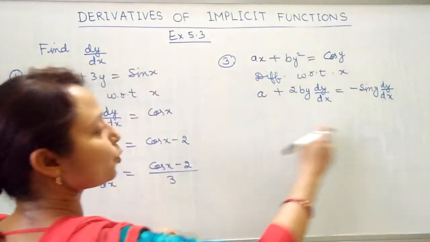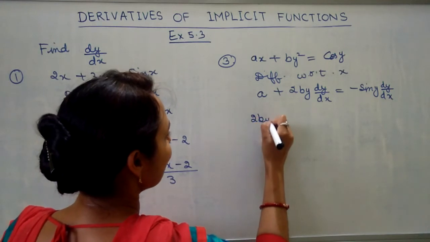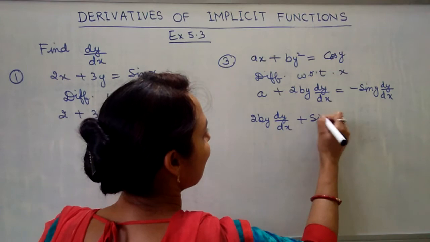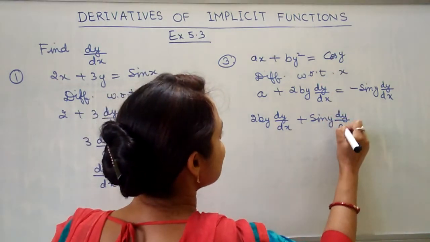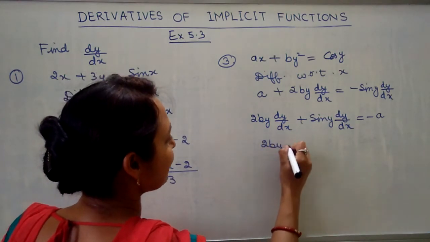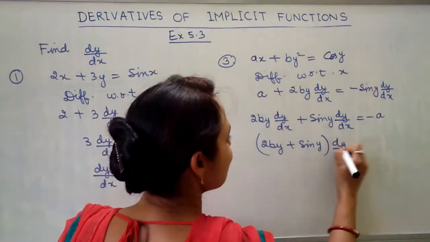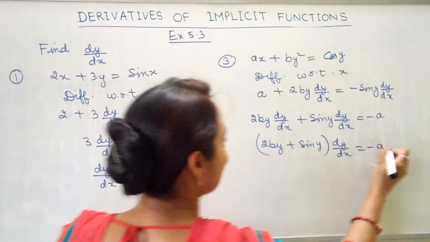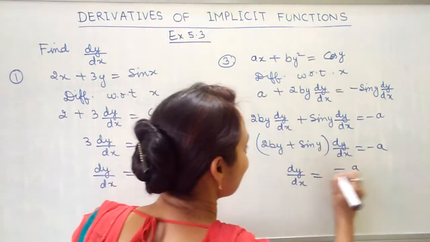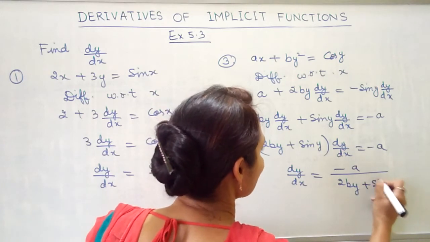Okay, take these two terms on one side and a on the right hand side. 2by dy upon dx plus sin y dy upon dx is equal to negative a. Then (2by plus sin y) with dy upon dx is equal to negative a. That means dy upon dx is equal to negative a upon 2by plus sin y.